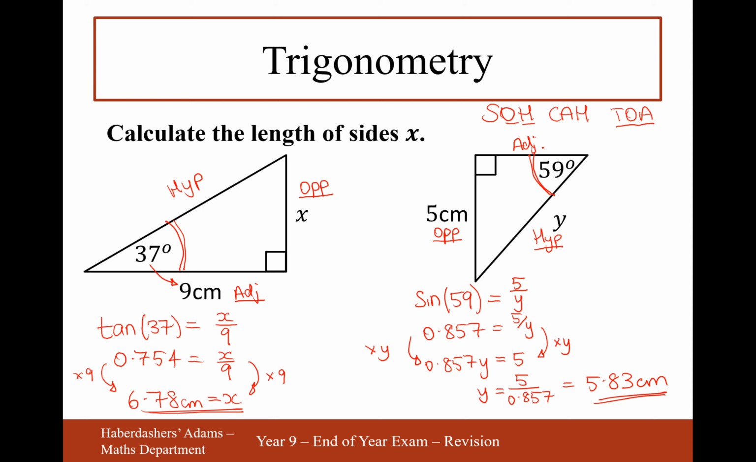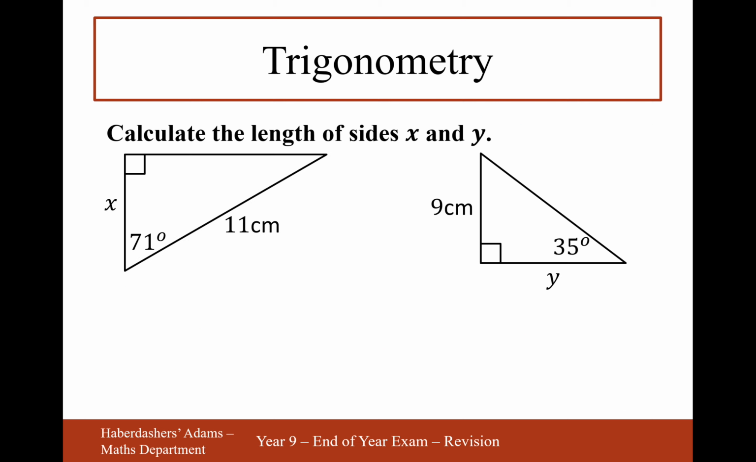So you can see here two different types of question. One where it's a bit easier, where the missing letter is on the top of the fraction, and one where the missing letter is on the bottom of the fraction. And you have to do a little bit more work to rearrange it when the letter that you're trying to find is on the bottom of an equation. Alright, then pause the video and give these two questions a go.